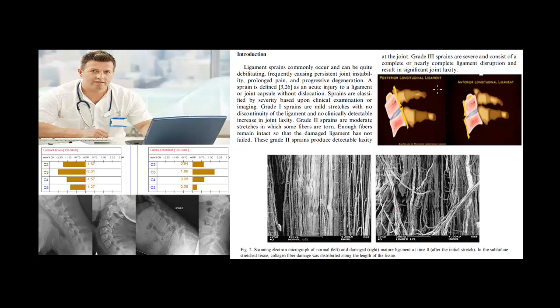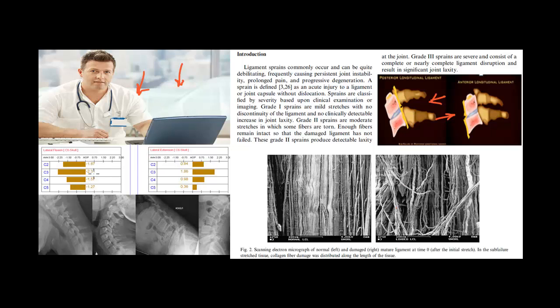It says here grade 3 sprains are severe and consist of a complete or nearly complete ligament disruption and result in significant joint laxity. So again, we're going to have now significant joint laxity, which we pick up over here, and we know that through consensus, this significant joint laxity also correlates with what's called alteration of motion segment integrity. And that's how you determine the severity and the location of a sprain.